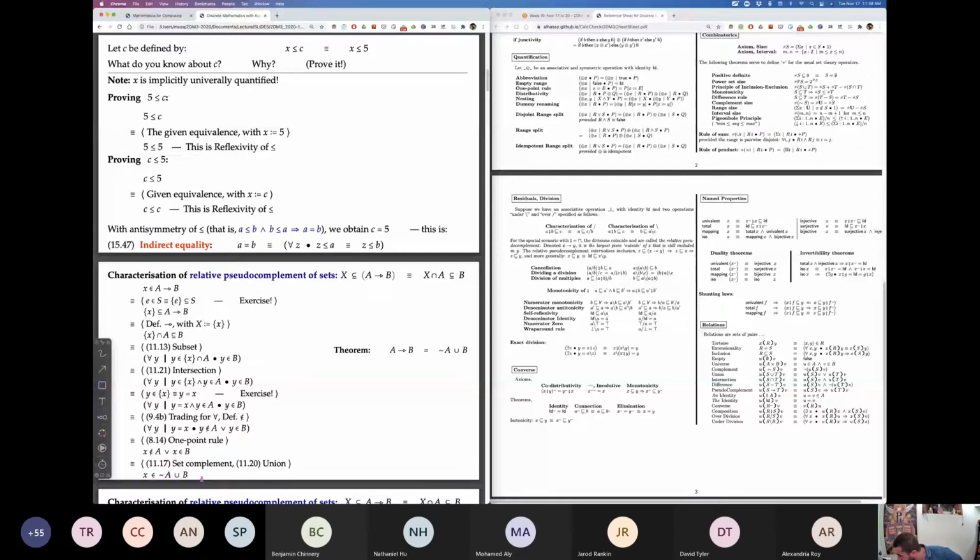Somebody says we try. Yep, exactly. 1-point rule is very useful for getting rid of or introducing a quantification. Okay, folks.